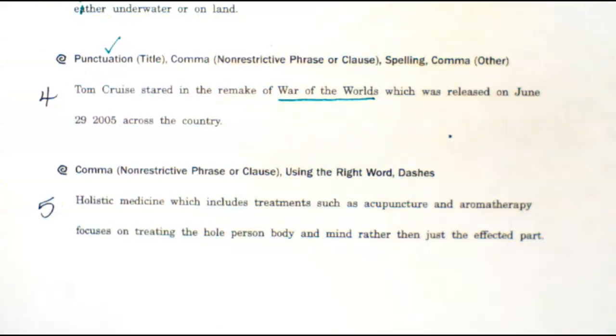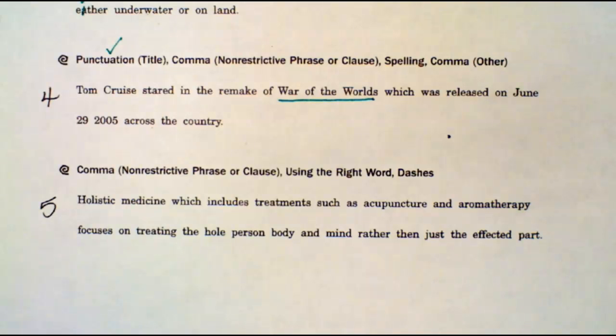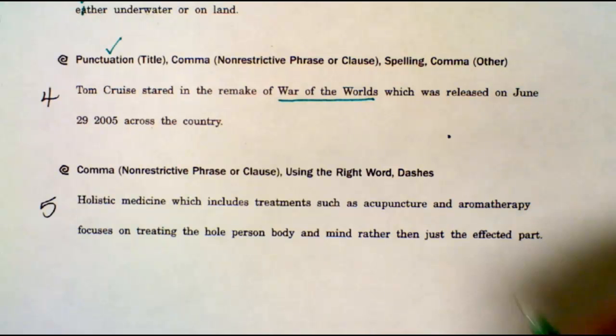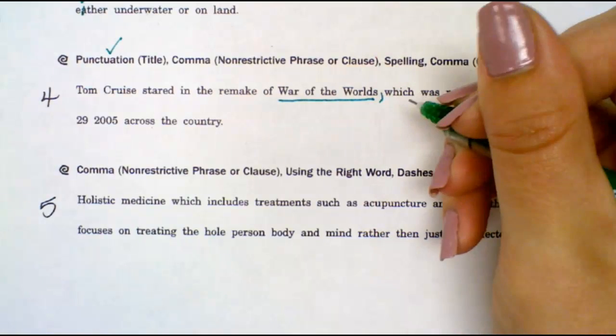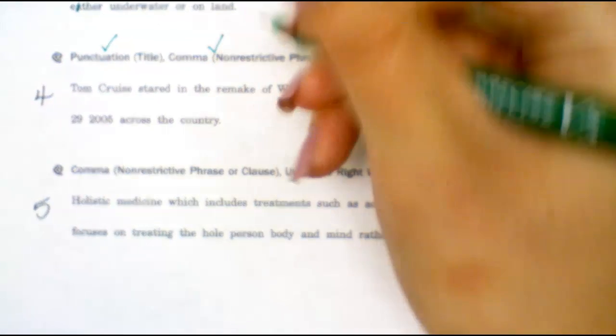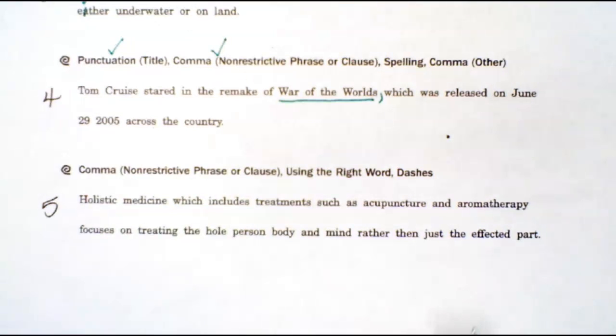Next, I need to add my commas to show that I have a non-restrictive phrase. Now, in this sentence, my non-restrictive phrase is actually at the end of my sentence. So again, just a friendly reminder, a non-restrictive phrase is just a phrase that adds extra information to a sentence. The extra information that's added to my sentence begins at the word which. So I'm going to add a comma right after worlds before the word which. That begins my non-restrictive phrase.